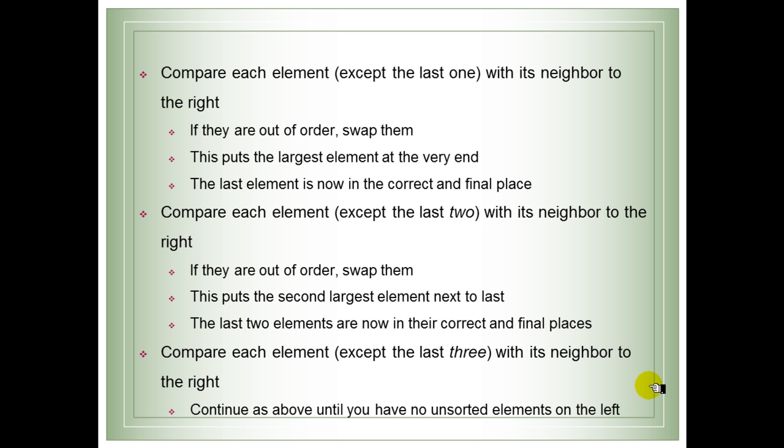What happens in bubble sort is we compare each element with the neighbor towards its right. If they are out of order, we exchange them. So this puts the largest element at the last, and the last element will be in its correct and final place. Once the last element has been put in its final place, we compare the next set of elements, except the last element, towards its right. If they are not in order, we go for swapping.